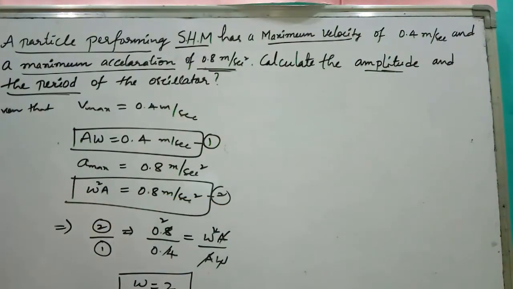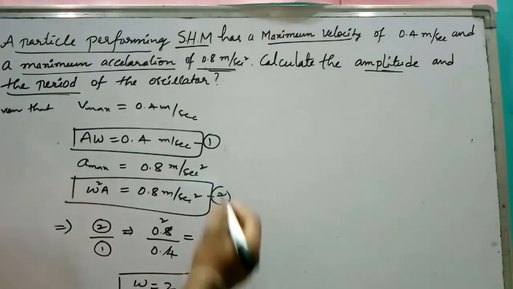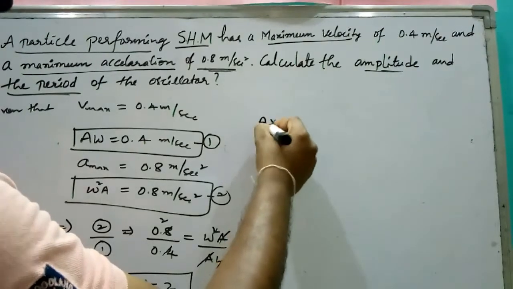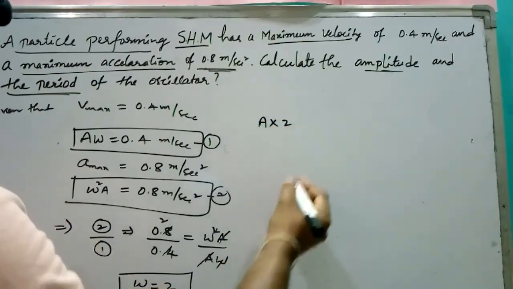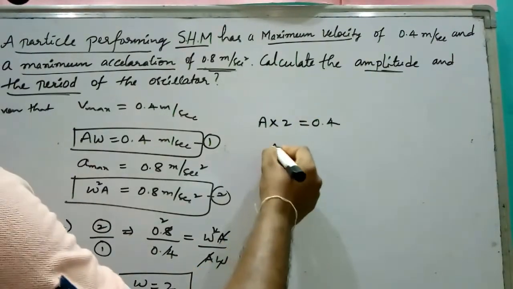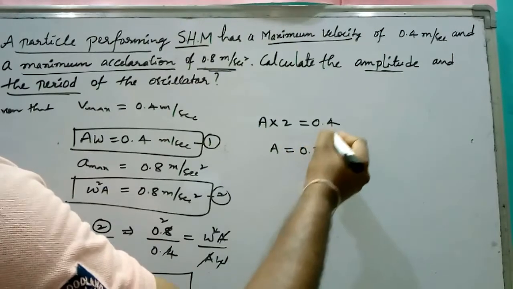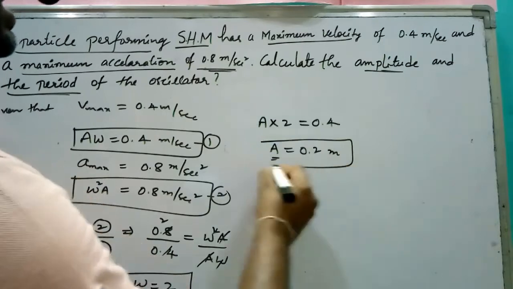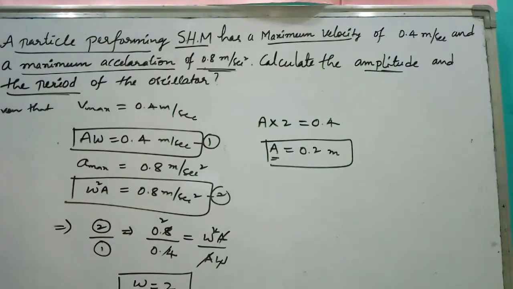Now we have to calculate the amplitude value. Substituting this omega value in equation 1, A into omega, which is 2, equals 0.4. So this amplitude A equals 0.2. Amplitude units are meters, so A equals 0.2 meters.